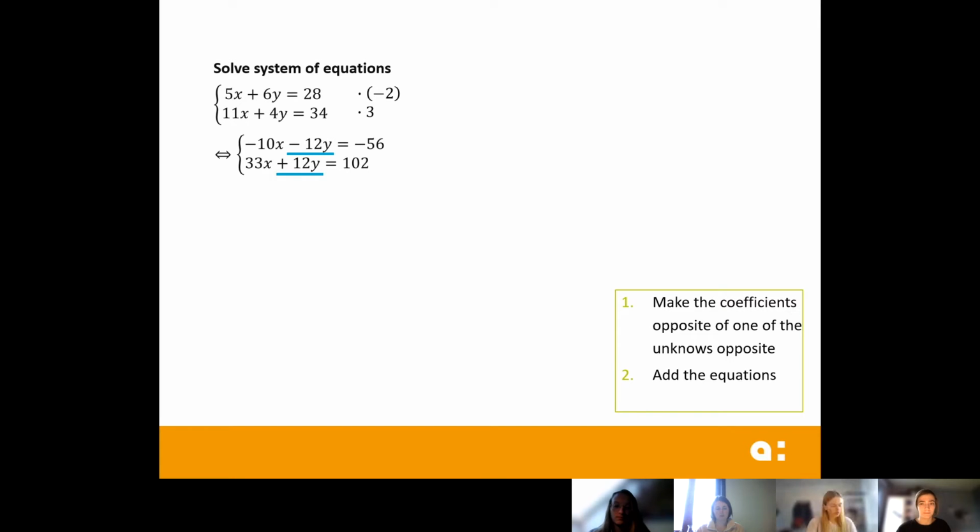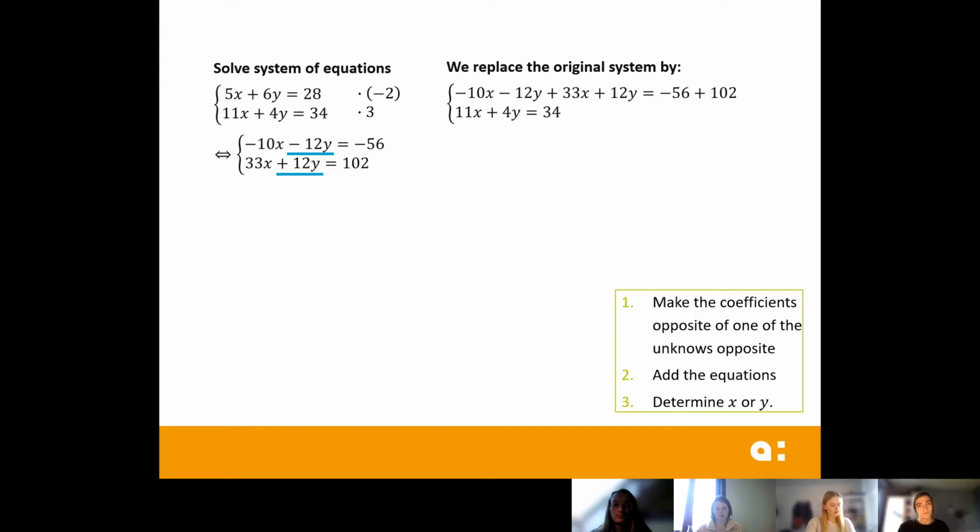In step 2, we form an equivalent system of equations. We add the left-hand side of the second equation to the left-hand side of the first equation and do the same for the right-hand side. This will be the first equation of our new system of equations. For the second equation, we use one of the original equations. We choose the second equation of our original system of equations.